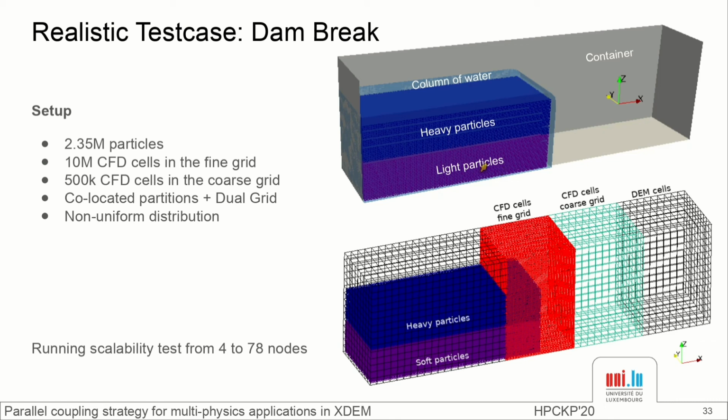So what will happen when the simulation starts: the column of water will collapse and go to the right, and the heavy particle will fall to the bottom of the box, and the light particle will go to the top.